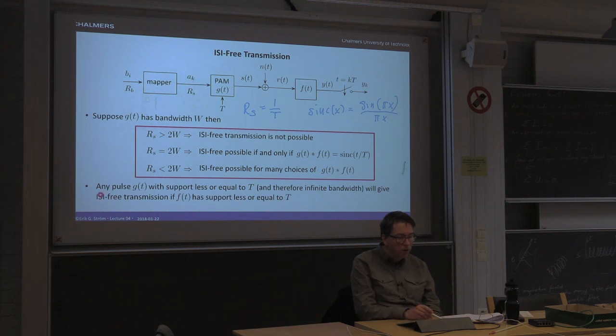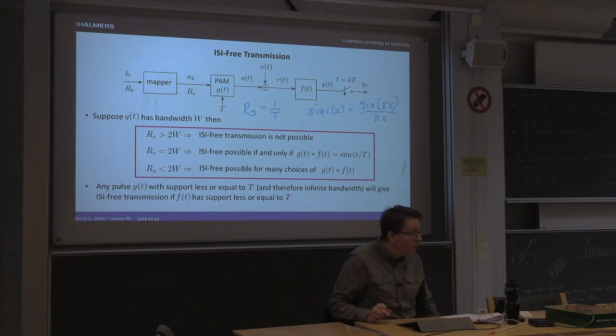But again, I would like to stress the fact that if we have G which has a duration or support less than T, and therefore infinite bandwidth, and F also has support less than T, then we have inter-symbol interference-free transmission. So what's inside the red box here is only applicable when G has a finite bandwidth W. Okay, which is what we would like it to have.